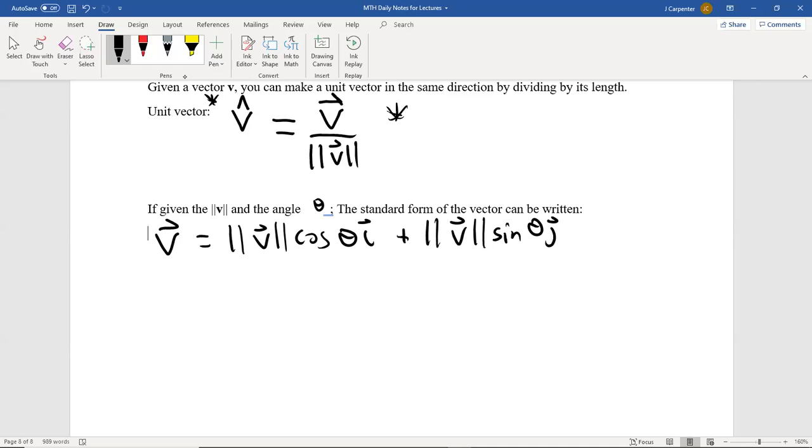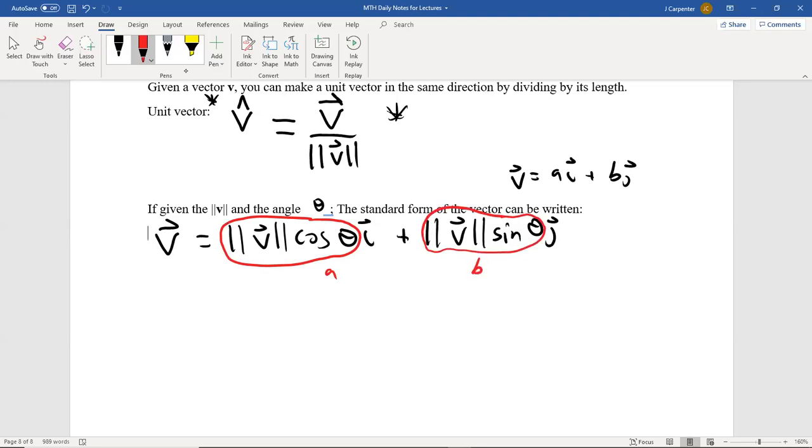Again, this is a formula you should be memorizing. All this is the components for A and B. So previously we would say that a vector was A I plus B J. So what we're doing is we're saying that A is this thing. I'm going to erase this in a second. We're saying that A is that, and B is this.